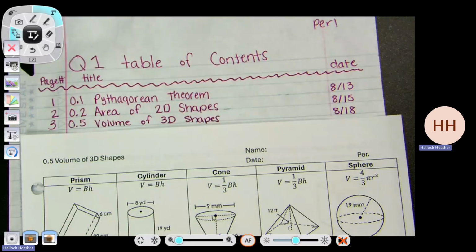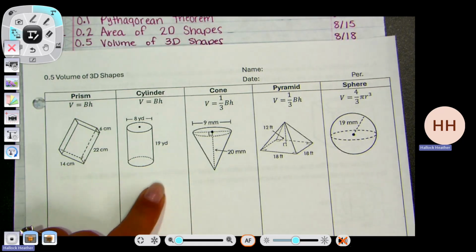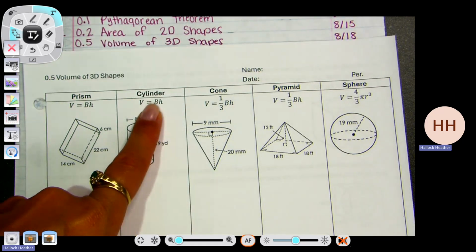A soda can is a cylinder, and you need to find that cylinder on here. Given the pictures, you can tell which one should be a soda can. Okay, so you just need to get familiar with the words. So we're going to start with a cylinder. A cylinder's formula is volume equals big B times H.